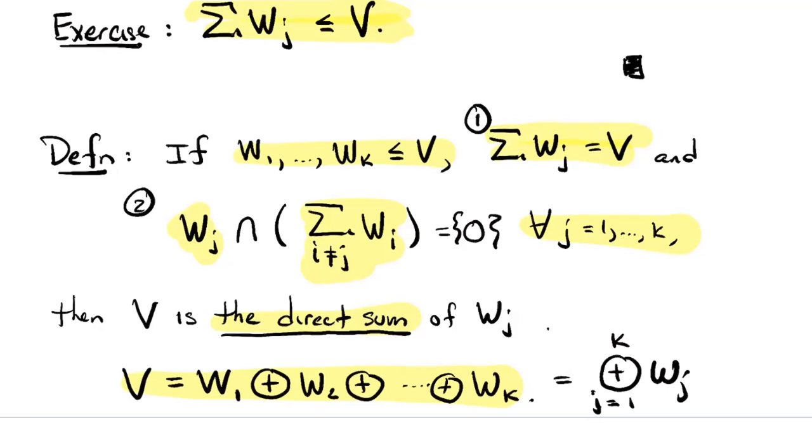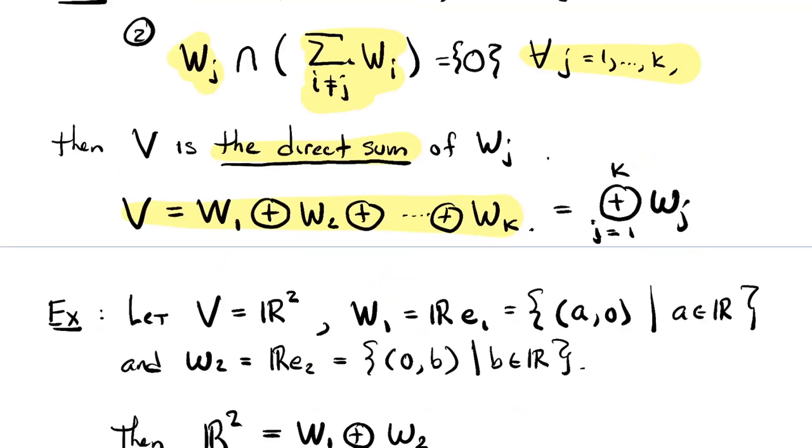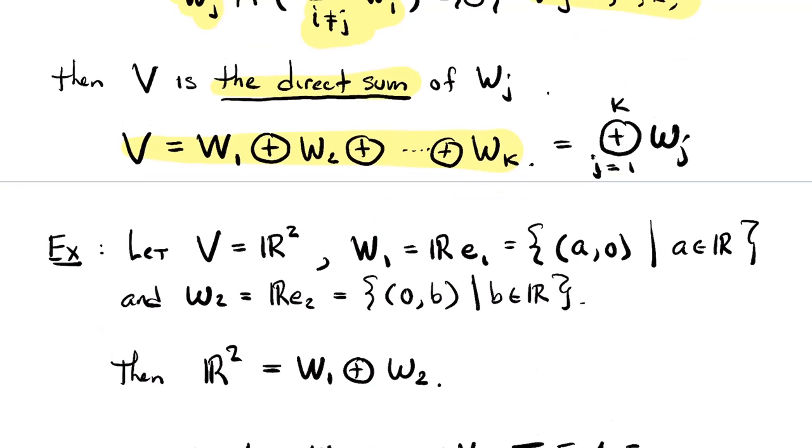If you prefer that shorthand notation, I'll certainly understand what you mean by it. When you draw the circle around the plus, it means two things: one, that the W's sum up to V, and two, that they're independent in the sense that any one of them intersected with the sum of the others is just the zero vector. Okay, super quick example. Maybe we can look at just a two-dimensional example. Take V to be R2, and take W1 to be the scalar multiples of the first basis vector, say e1. It's the set of things that look like (a, 0).